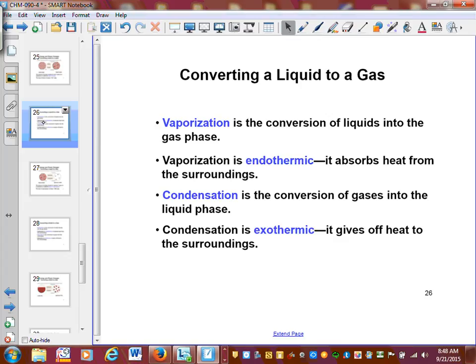When you convert a liquid to a gas, that's called vaporization. Vaporization is endothermic. You have to add heat to boil something. Condensation, going back the other way, is exothermic. It gives off heat.